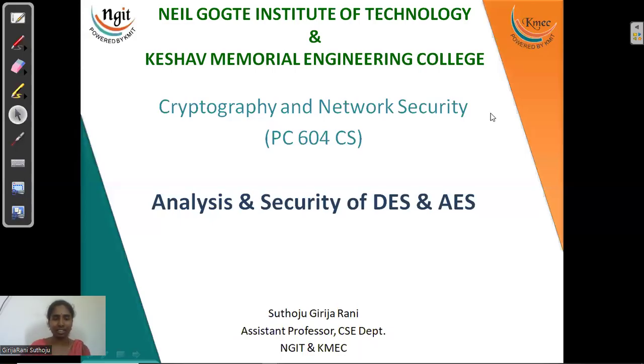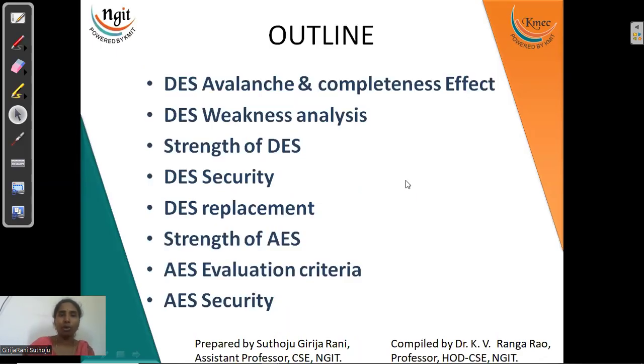Hello students. Today we are going to discuss the analysis and security of DES and AES algorithms. After understanding the structure, the rounds, the key size and everything about the Data Encryption Standard and the Advanced Encryption Standard, we are about to learn in this session about the analysis part and also how secure these algorithms are.